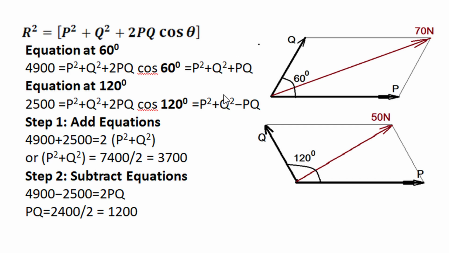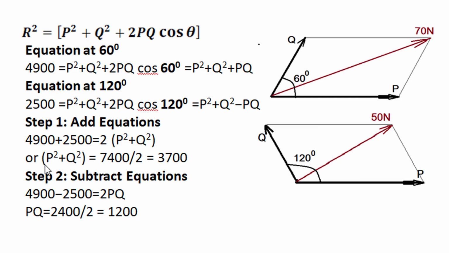So let's first add the two. When we add, PQ cancels out, and the sum of 4900 and 2500 is 2 times P square plus Q square. So P square plus Q square is the sum, 7400, divided by 2, that is 3700. And when we subtract the two, P square plus Q square cancels out as their coefficient is the same, and PQ becomes 2PQ, and 2PQ is the difference of 4900 and 2500, which is 2400, and when 2400 is divided by 2, we get the product PQ as 1200.